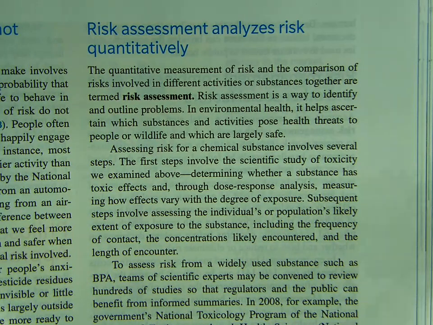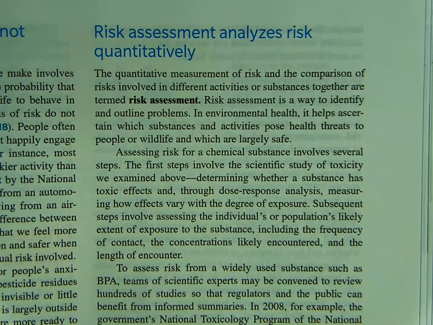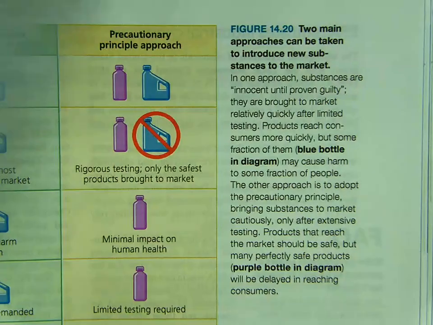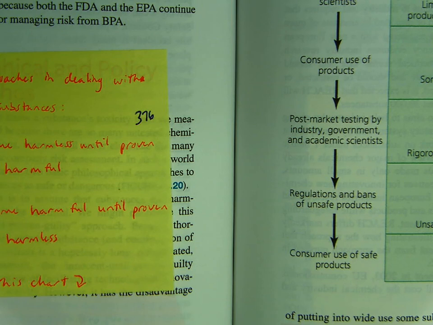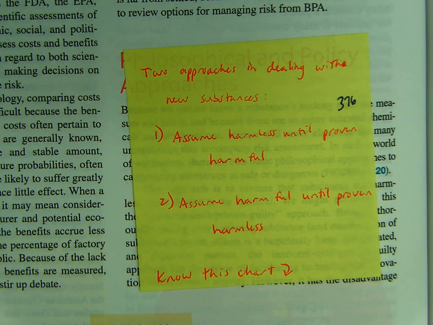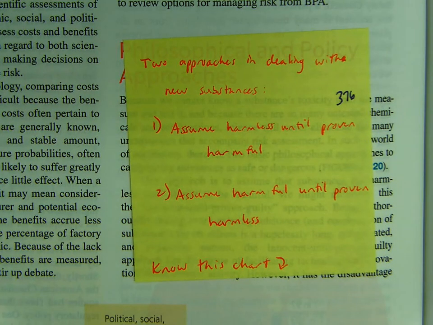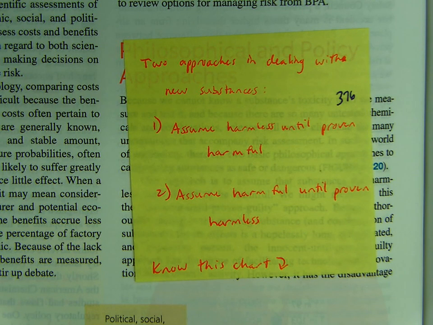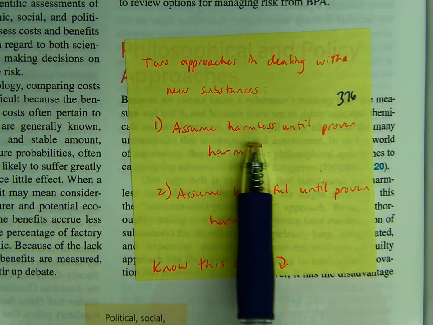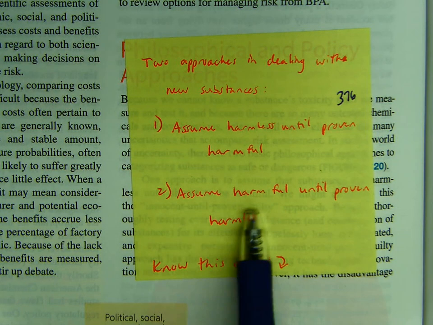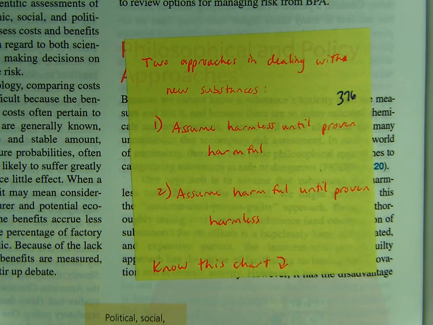Again, I'm not having you write down much here because the terminology is easy to understand. There are 2 approaches in dealing with new substances that get put into the world. Either you assume it's harmless until proven harmful, or you assume harmful until proven otherwise. It's kind of like being guilty until proven innocent, or innocent until proven guilty. So for this chart down here, I said know this chart.